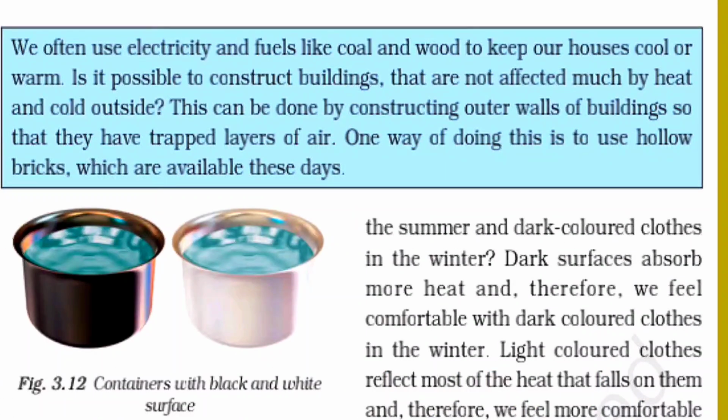We often use electricity and fuel like coal and wood to keep our house cool or warm. It is possible to construct buildings that are not affected much by heat and cold outside. This can be done by constructing the outer wall of buildings so that they have a trapped layer of air. One way of doing this is to use hollow bricks, which are available these days.